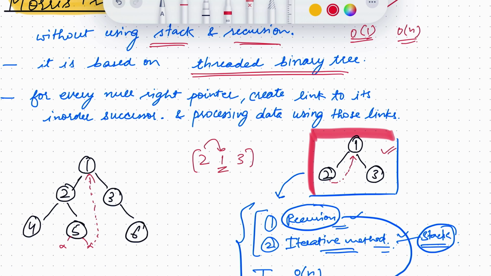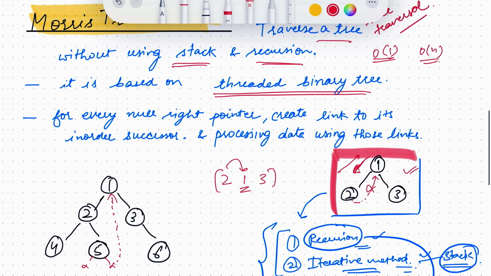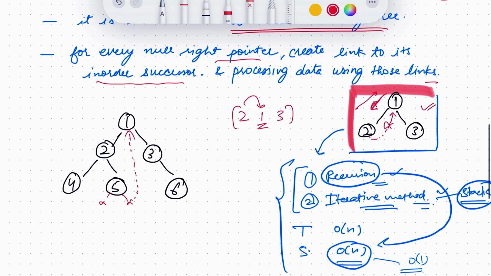So we are going to make a connection from 2 to 1 while moving in the left direction, and while returning from the left direction we will keep on removing this connection. So in the end we don't have any extra pointer connected. Our tree state is the same as given to us. So it is based on a threaded binary tree: for every null right pointer, create a link to its in-order successor, processing the data using those links. So we are utilizing these links to achieve our answer.